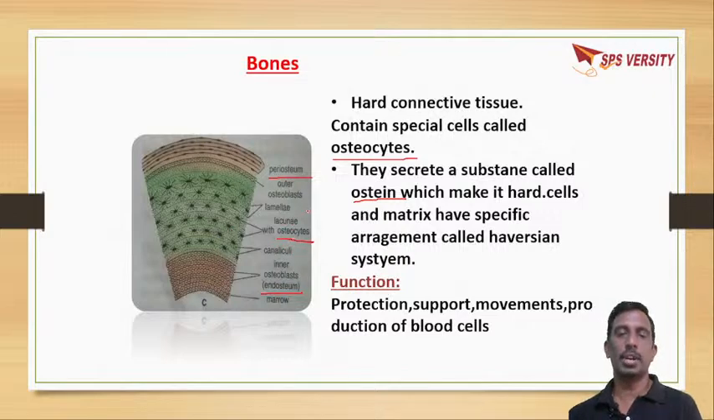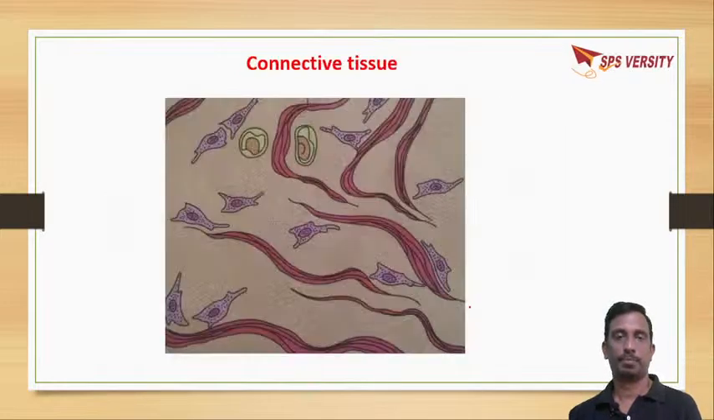The functions of bones are protection, support, movement, and production of blood cells. RBCs are produced from bones.